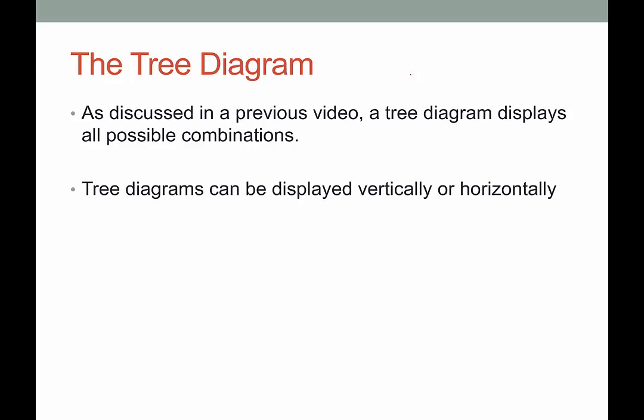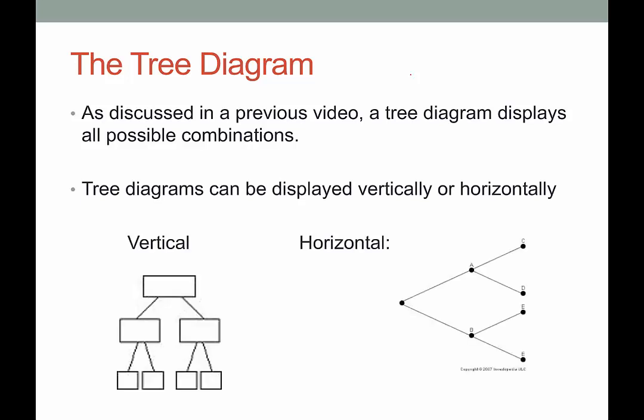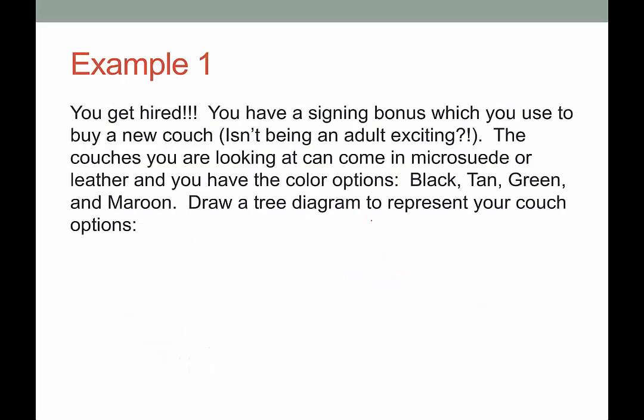Tree diagrams can be displayed in one of two ways. We can display them vertically or horizontally. More commonly, we use the horizontal approach. And tree diagrams are not only good for keeping information organized, but they're also really helpful with probability. So in this video, we're going to look at some examples of tree diagrams and also how we can use them to calculate probabilities.